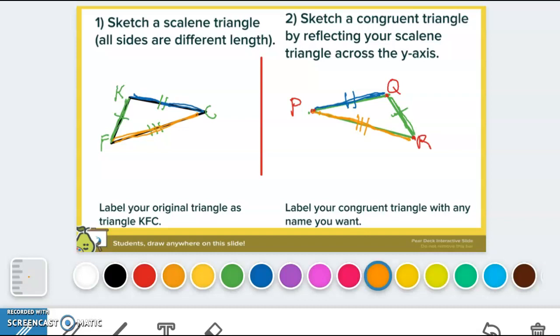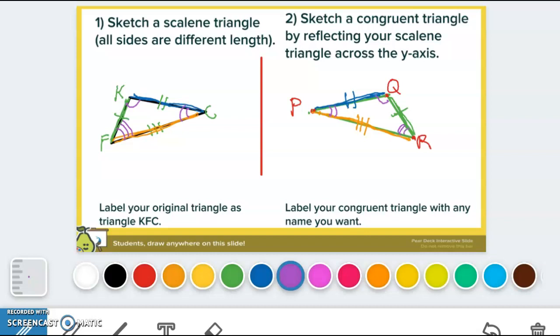Okay, what about corresponding angles? How can I communicate that? Well, I know that K corresponds with Q, so I can put one arc here and one arc here. And C corresponds to P, so I can put two arcs here and two arcs here, and then 3 arcs, 1, 2, 3 here, and 1, 2, 3 here.